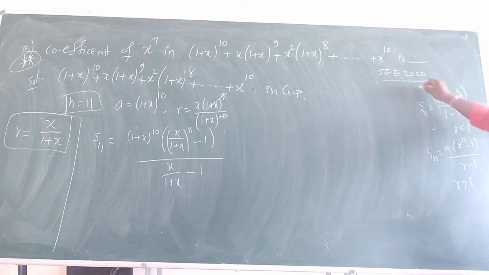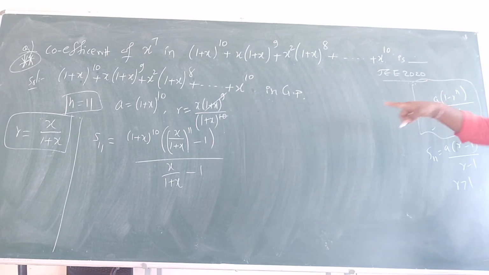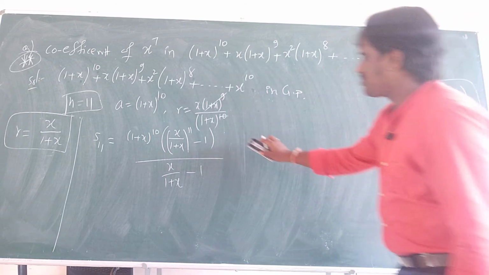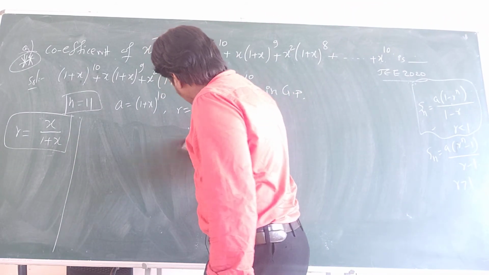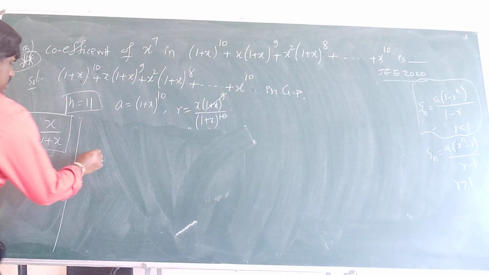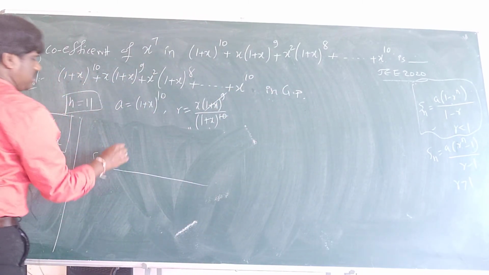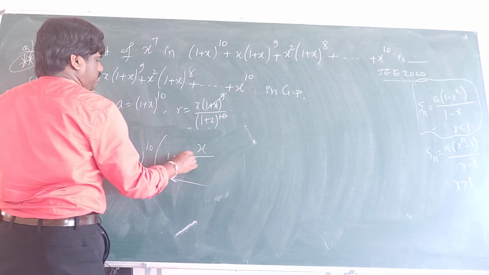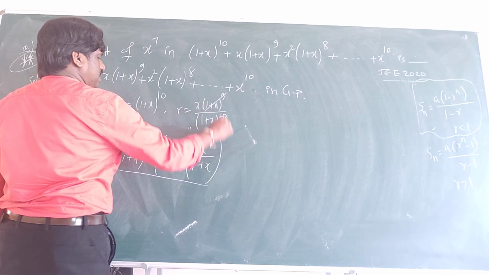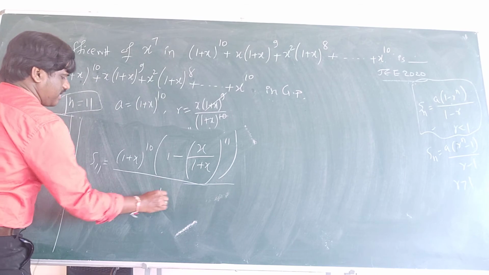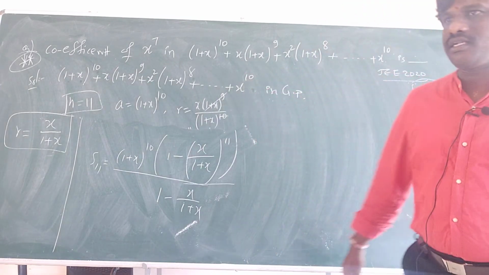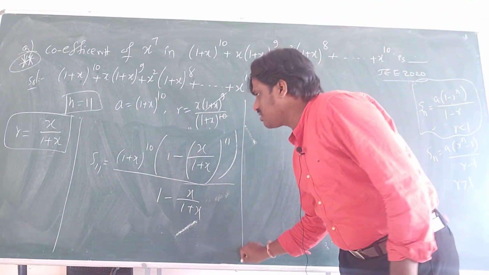Is this the formula we have applied? A value I substituted, R value I substituted. Oh, I did it wrong, I substituted the second formula here. The formula is S11 equal to A, where A is (1 plus x) whole power 10, into 1 minus (x upon 1 plus x) power n, where n is 11, divided by 1 minus x upon 1 plus x. Now you have to simplify and tell me the answer.